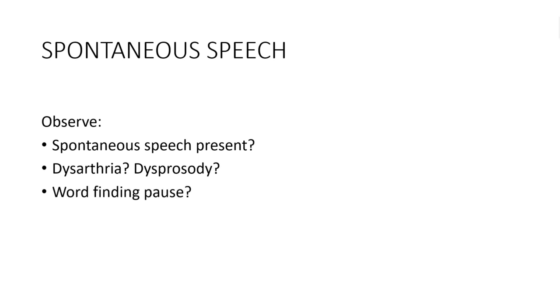Alright. Then if there is any word finding pause, which is usually seen in conductive aphasia, as I've already explained in the previous video, and if there's any paraphasia or new words. We will just be speaking a little about paraphasia and new words soon. So presence of paraphasia or new word formation implies involvement of the Wernicke's area or sensory aphasia. So these are what we are observing for in spontaneous speech.